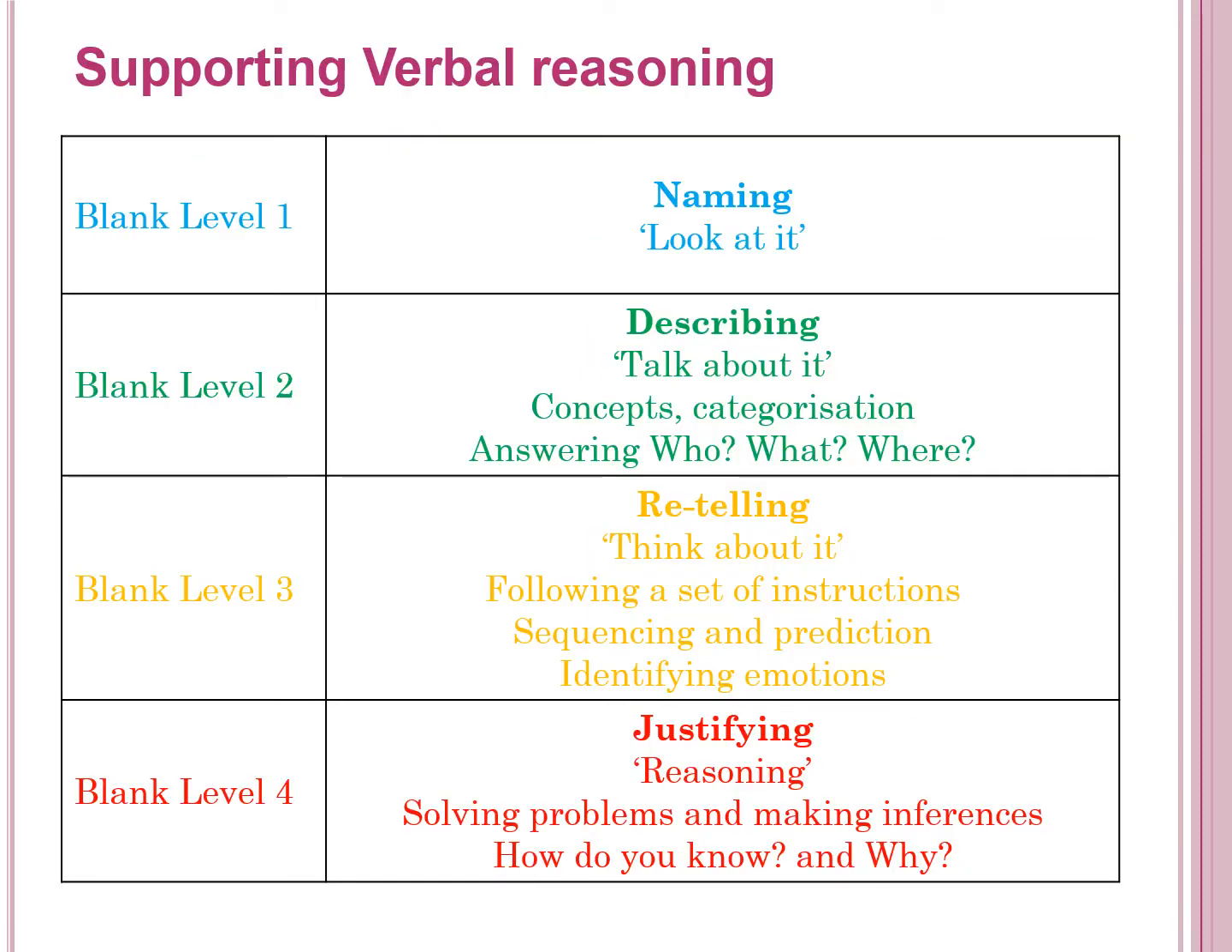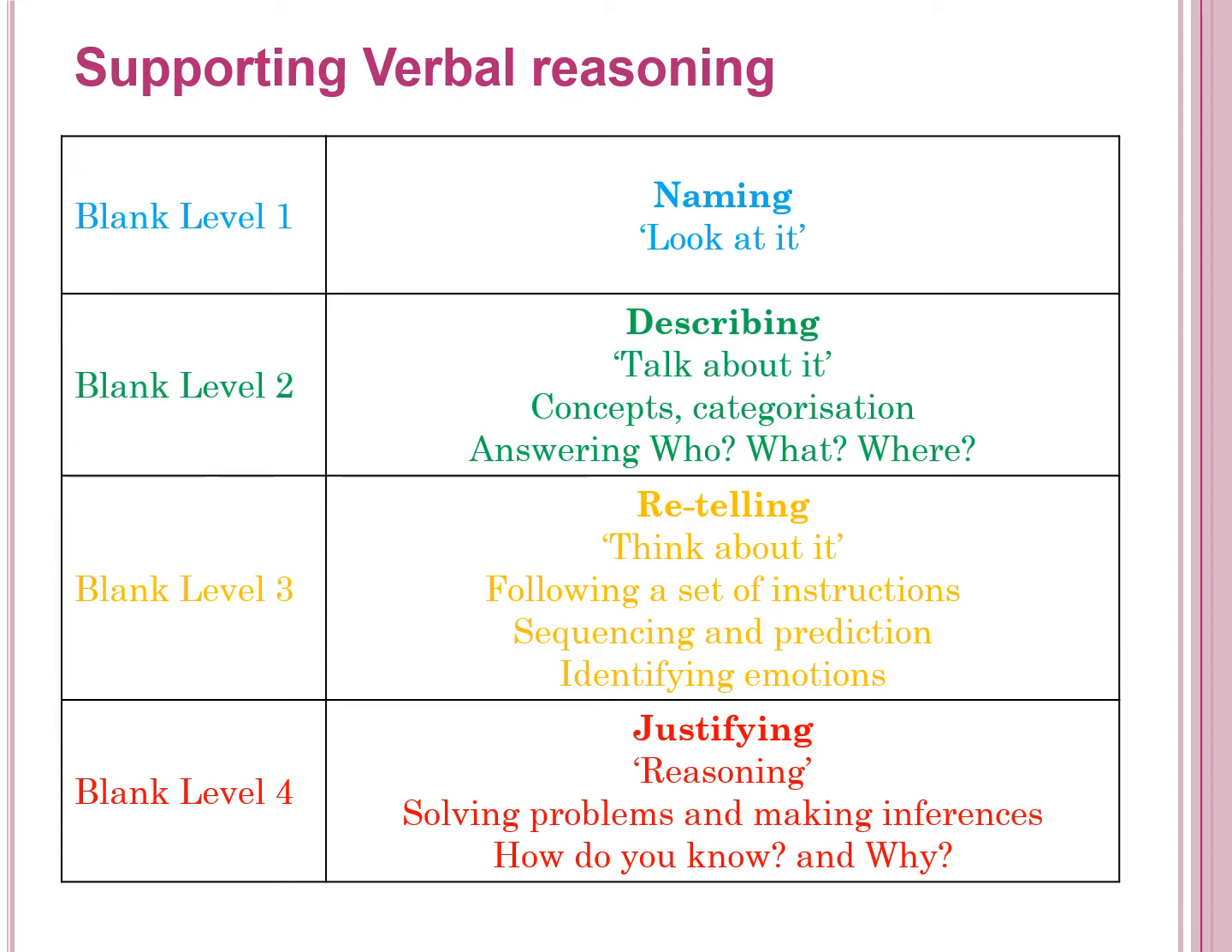The blank language scheme explains how we develop our understanding of abstract language. The first step is level 1, where we answer simple naming questions. The last step is level 4, where we use our verbal reasoning skills to justify, reason and explain. We would usually expect students in secondary school to understand questions at each of these levels, although some students will find abstract language skills difficult to master.